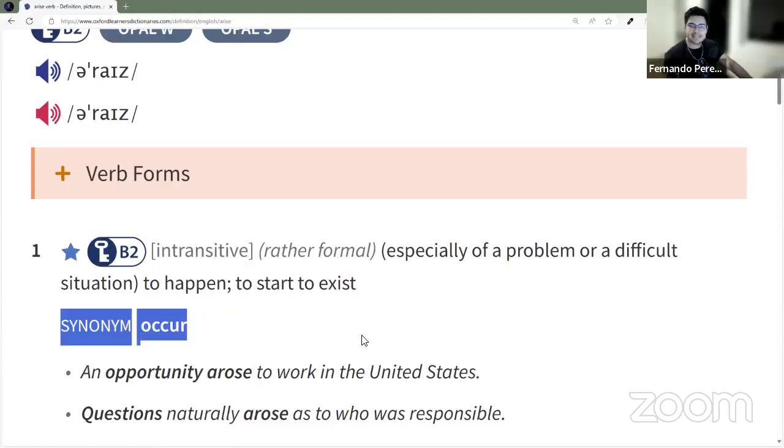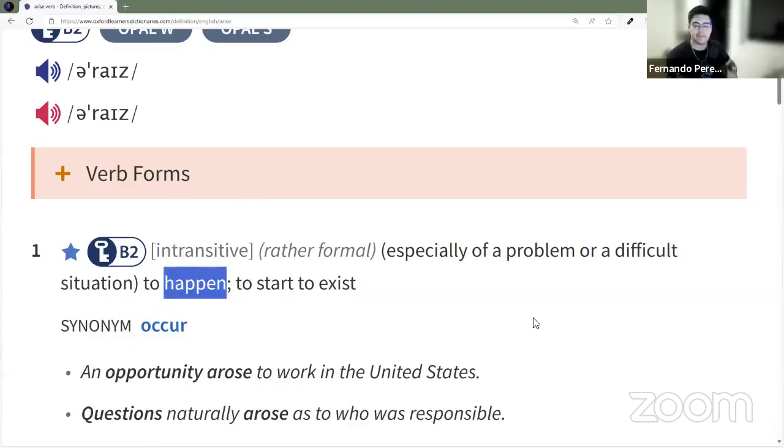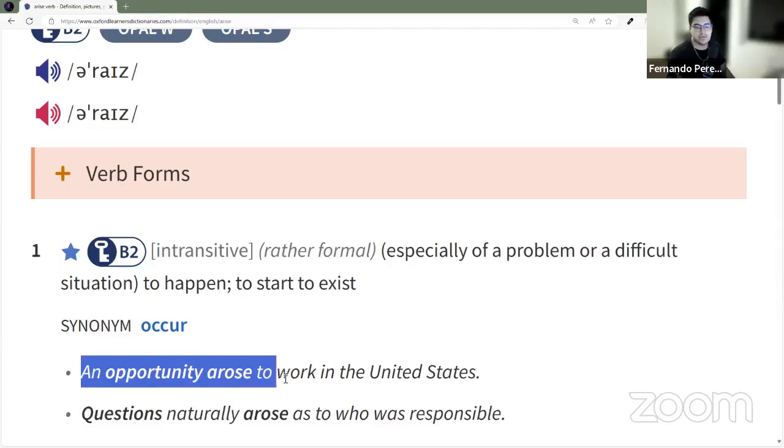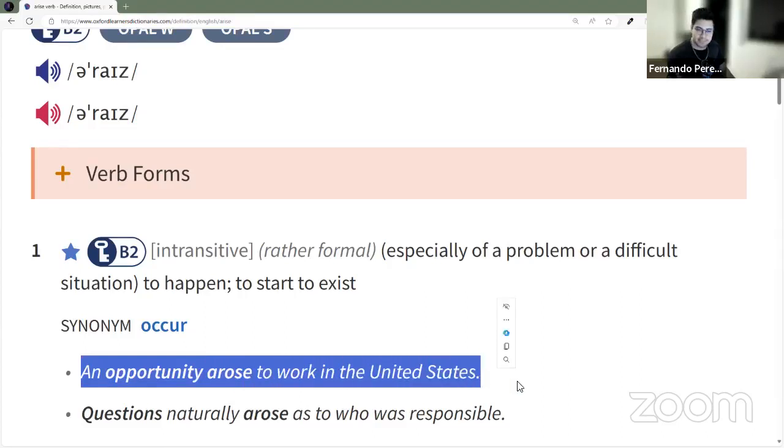This is the best way to memorize more difficult words. Every time I read arise, I need to understand it as similar to the word occur, or a formal way to say happen. And then you can do this. An opportunity arose to work in the United States. Change arose for the synonym.